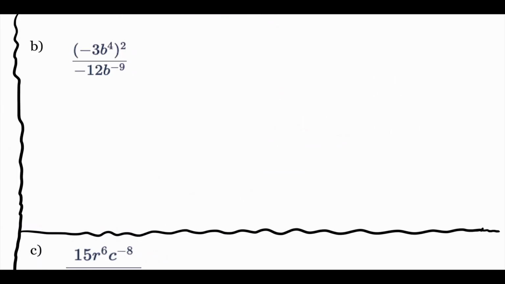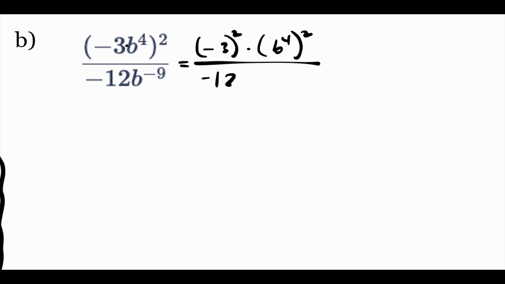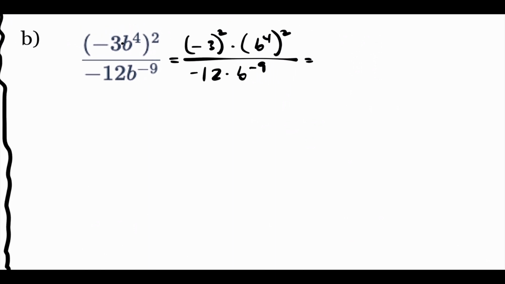First step, parentheses. Inside the parentheses, I have a negative 3 and a b to the 4th. So each of those gets a squared. The bottom I'm going to leave alone for right now because it doesn't have any parentheses. So negative 3 times negative 3 makes positive 9. B to the 4th squared: am I going to add those, multiply those, subtract those? Multiply. B to the 8th.